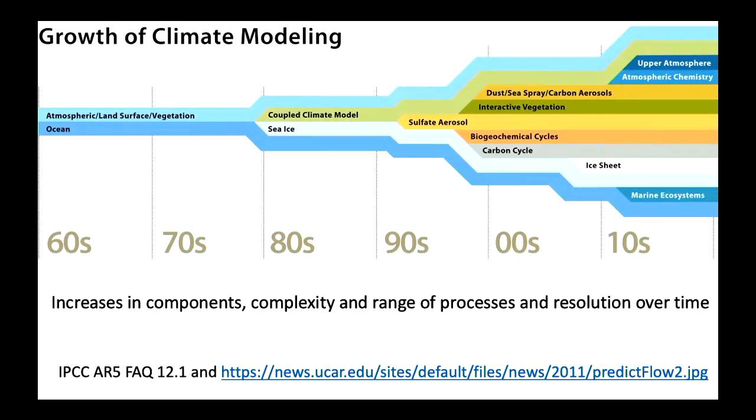Before then, they only really had carbon dioxide as forcing input, and a lot of them were atmosphere only. But then aerosols were added in the early 2000s. We had a lot more interactive vegetation and carbon cycle things added. And then in this round, some of the models have ice sheets, and there's a lot more biogeochemistry and interactive chemistry in the atmosphere as well.